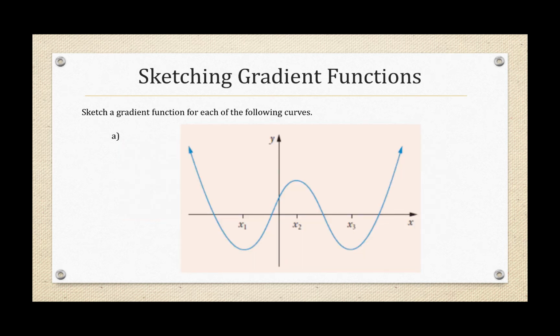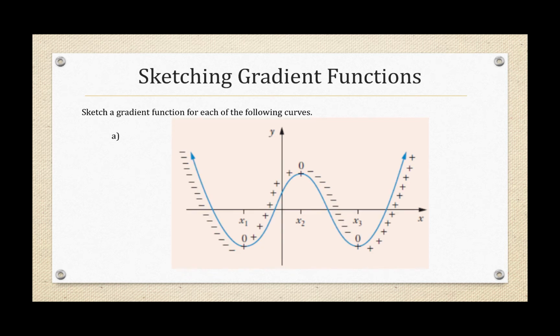So here is our first curve. Now the first thing that I want to do is to identify where we have positive gradients, negative gradients, and stationary points. You can see here this first section of the graph. This has a negative gradient, and we come down to our first stationary point where the gradient turns then into a positive gradient. So the value is increasing going from left to right.